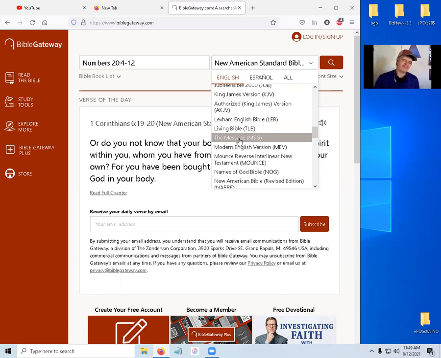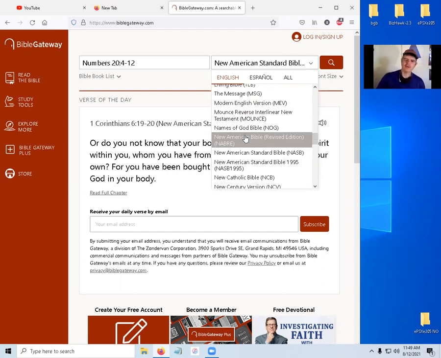You might recognize the Message. That's good. It's a paraphrase. The Living Bible sounds familiar. It's a paraphrase, though. For general study purposes, you want a more word for word. You want a more straightforward, not like John 3:16, for God so loved the world, he gave his only begotten son. Okay, let's paraphrase that.